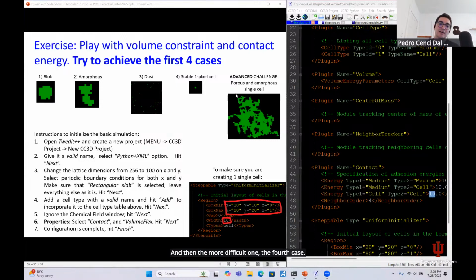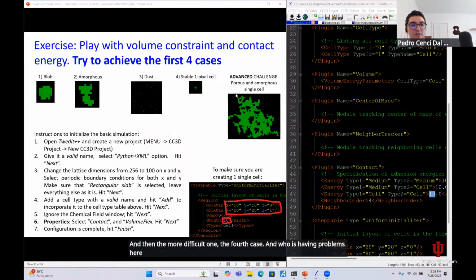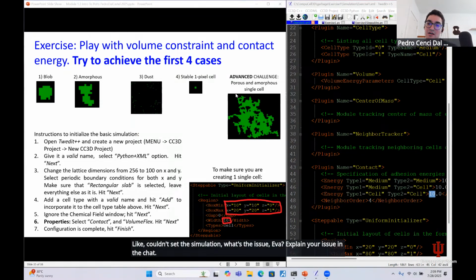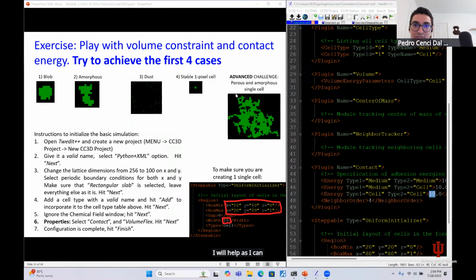And who is having problems here? Who is having problems? Like couldn't set the simulation. What's the issue, Eva? Explain your issue in the chat. I will help as I can, and we have the TAs, moderators, they will help too.